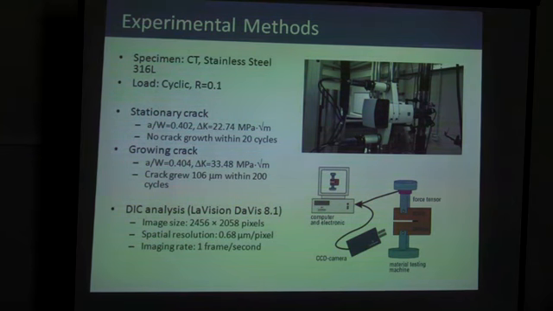The first situation is the stationary crack. We apply the load so that within a limited number of cycles, there's no crack growth. Secondly, we look at the growing crack. In this case, we raise the load level and allow crack growth. We treat this more like steady-state crack growth, so we actually measure the image of the last bit of crack growth, which I'm going to show you later on. We use the standard Vision software and the camera system, with which we can achieve a spatial resolution of about 0.68 micron per pixel.